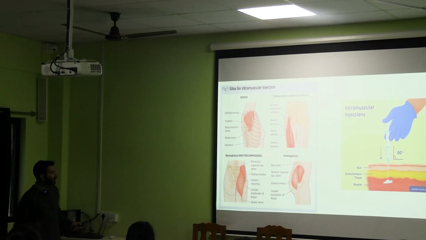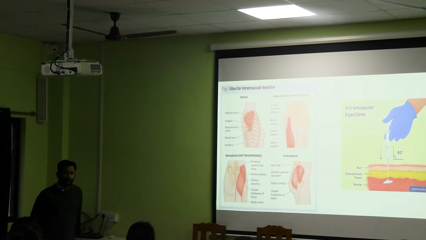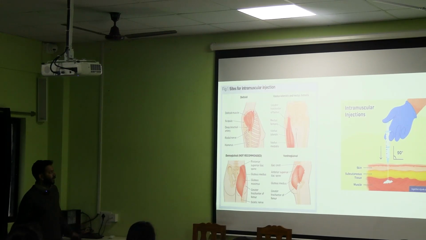Why is it not recommended? Maybe earlier it was in practice, but now it is not recommended. Why? Yes, sciatic nerve injury. Okay, so this is not the correct route.